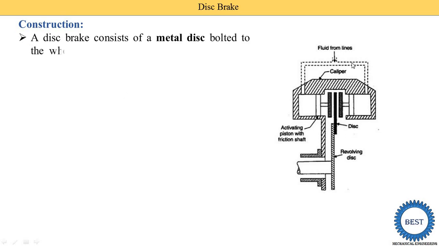So this is the diagram of the disc brake. A disc brake consists of a metal disc bolted to the wheel hub and a stationary housing called the caliper. So here you see, this is the revolving disc, where it is installed. The revolving disc is one type of metal disc, and it is bolted with the wheel hub. So these discs also rotate. So when we stop this metal disc, the wheel hub is also stopped, and the other part is the caliper. So here you see, this is the caliper, and this caliper is mounted on a stationary housing.